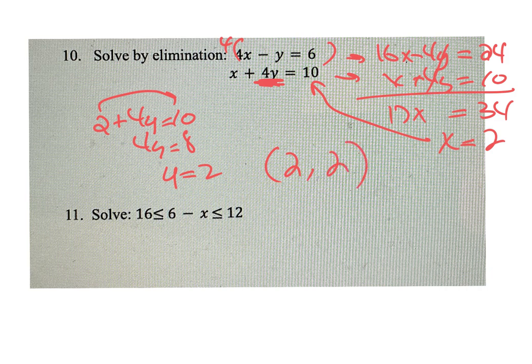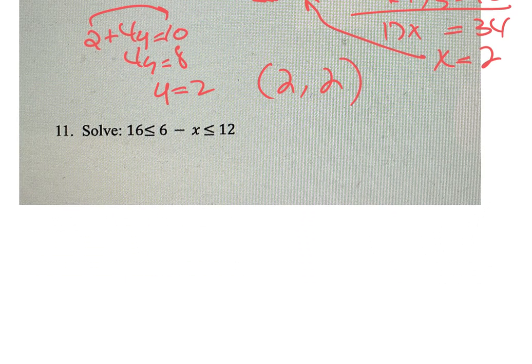And that's it. Number 11, solve this inequality. Something weird's going to happen. I can already tell because the x is negative. But first step, let's subtract 6 from all 3 sides. Those are gone. I have a negative x there. Here I have a 6 and a 10.